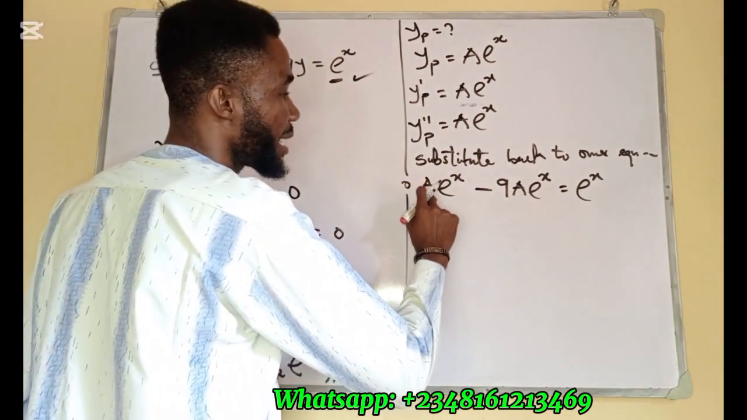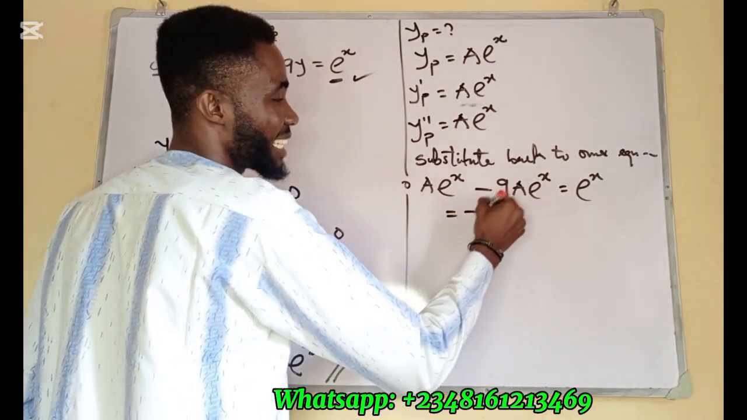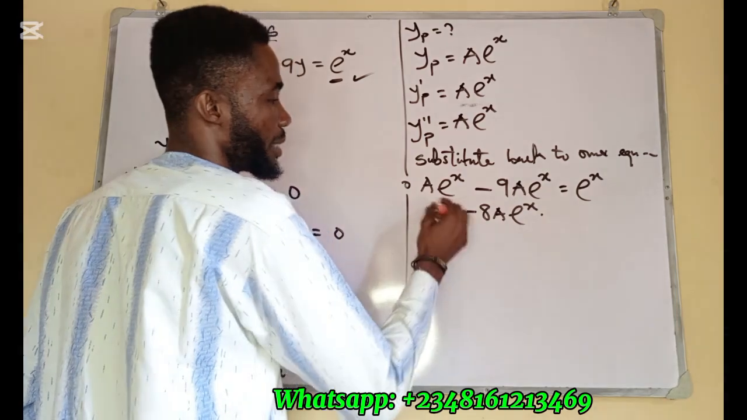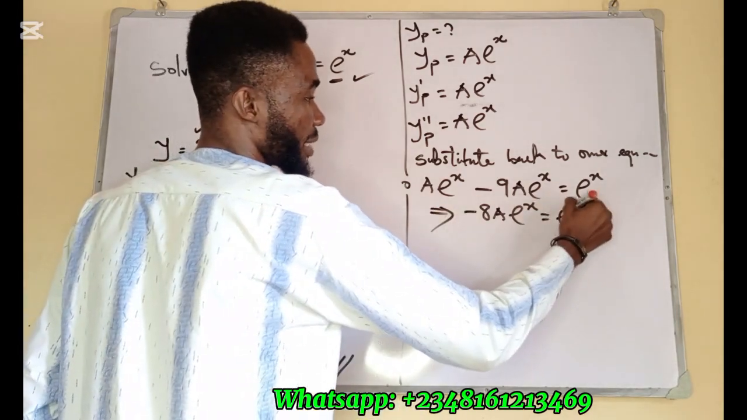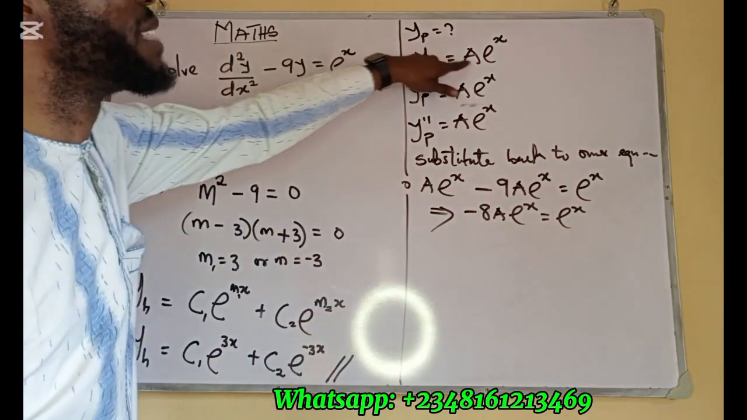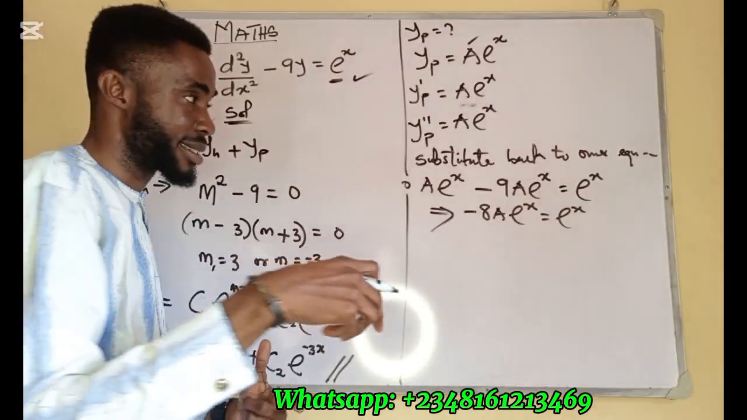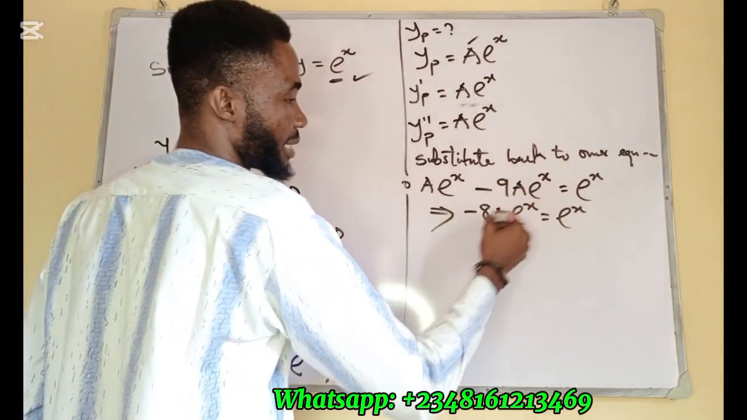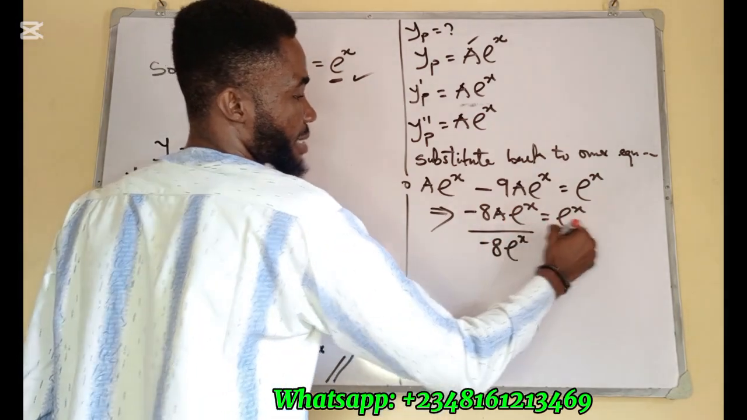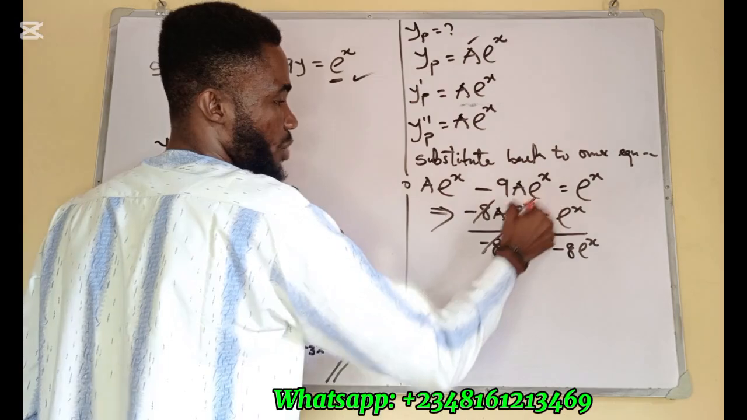So here they're saying 1a minus 9a, which will give us minus 8a exponential of x, which is now equal to exponential of x. Are we together? Now I want to obtain the value of a, because the aim is to obtain this a, the constant coefficient. Exactly. So if I divide everything by minus 8 exponential of x, this will go with this and this will go with this.